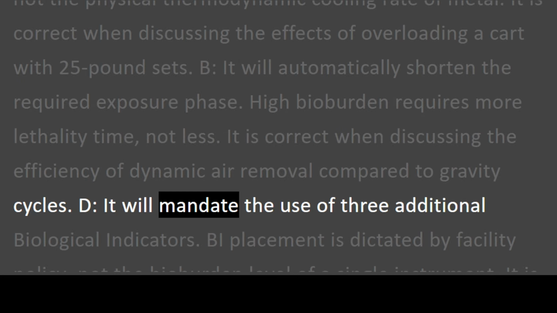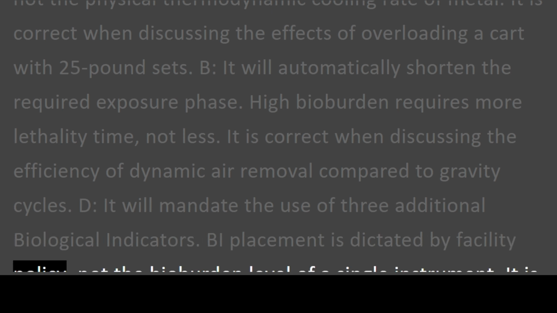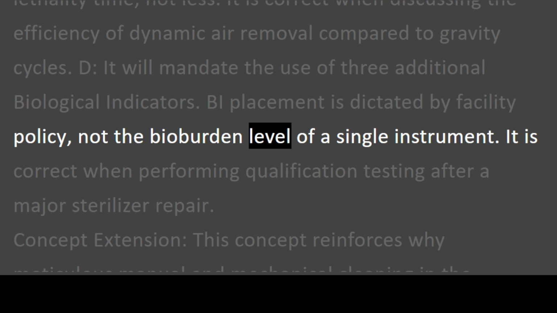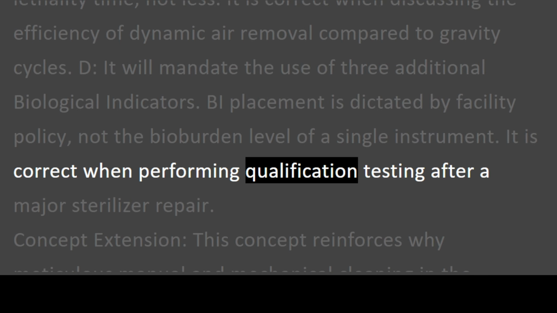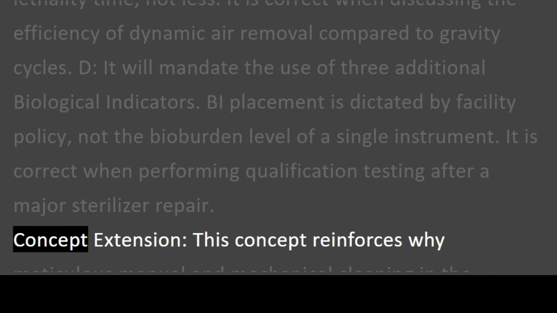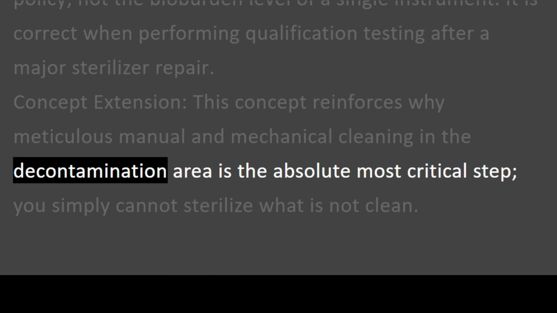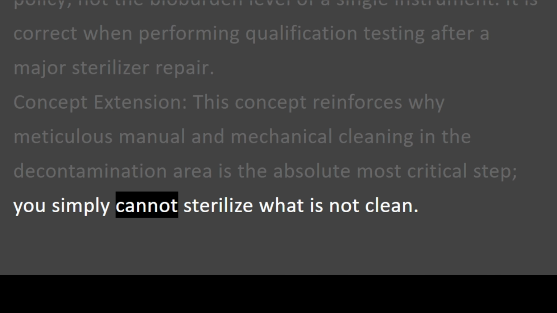D. It will mandate the use of 3 additional biological indicators. BI placement is dictated by facility policy, not the bioburden level of a single instrument. It is correct when performing qualification testing after a major sterilizer repair. Concept extension. This concept reinforces why meticulous manual and mechanical cleaning in the decontamination area is the absolute most critical step. You simply cannot sterilize what is not clean.